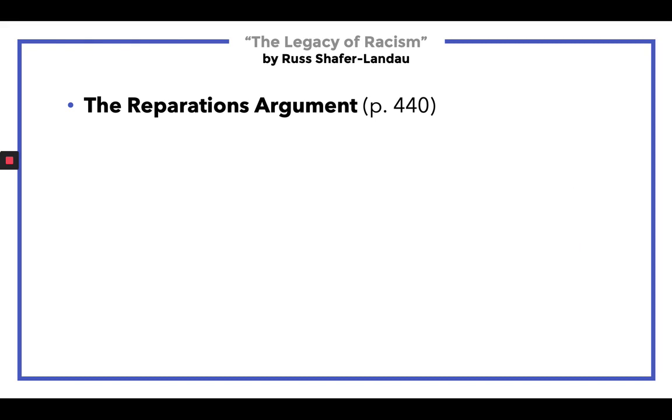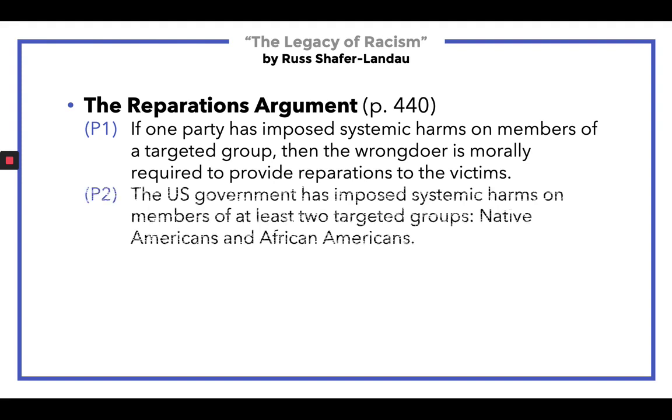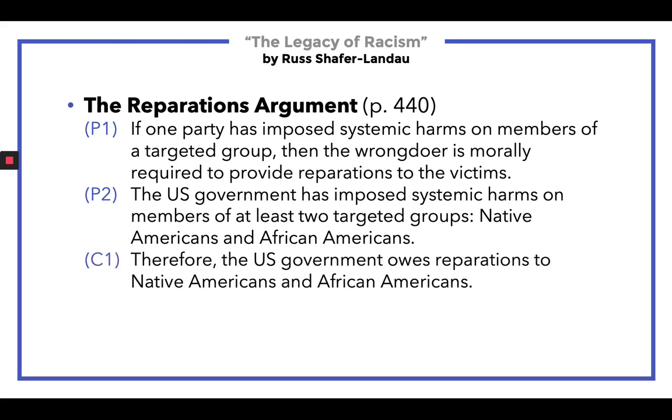All right, the final thing I want to look at is the reparations argument, and this is an argument for paying reparations to Native Americans and African Americans. The argument goes like this. Premise 1. If one party has imposed systemic harms on the members of a targeted group, then the wrongdoer is morally required to provide reparations to the victims. Premise 2. The U.S. government has imposed systemic harms on members of at least two groups, Native Americans and African Americans. Conclusion. Therefore, the U.S. government owes reparations to Native Americans and African Americans.